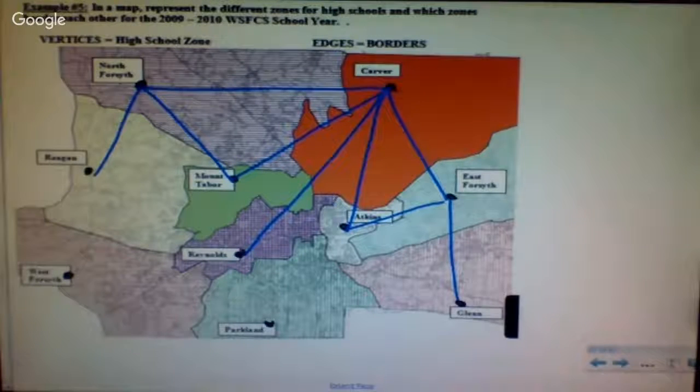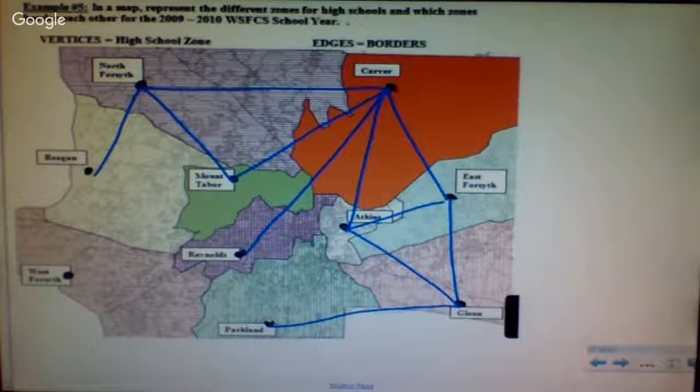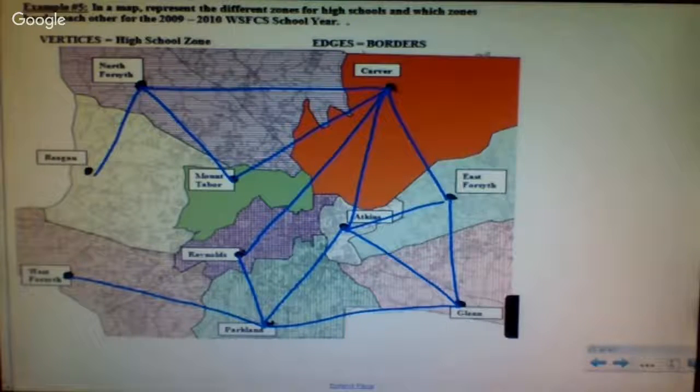Okay. What about Glen? Where's Glen at? Parkland, Atkins, East Forsyth. We already have one to East Forsyth. Okay. What does Parkland touch? Reynolds, West Atkins, Bliss, and West Forsyth. Okay. Reynolds touches what? Mount Tabor, Reagan, Forsyth, and West Forsyth, Atkins. Oh yeah, we don't have them touching Atkins yet.